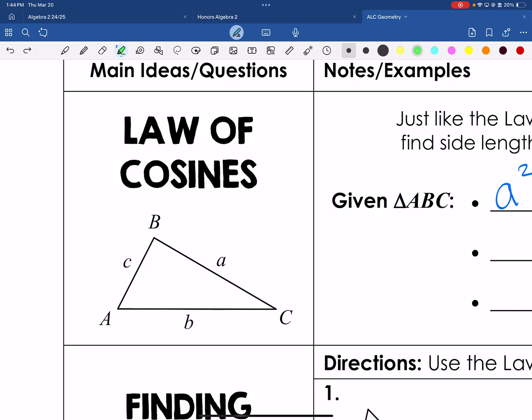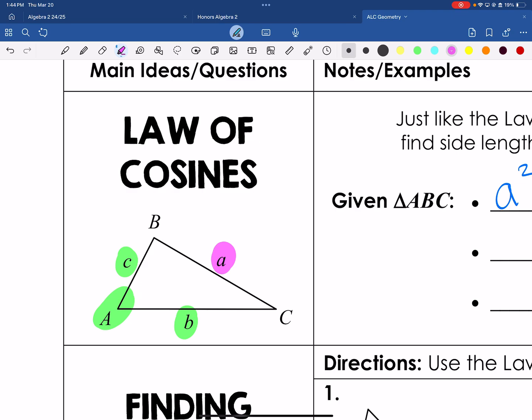And what specifically we're going to look at is, okay, what if I'm given B and C along with the measure of angle A, and we're asked to find the length of side A. So we're not going to be given the length of a side and an opposite angle. We're just going to be given a side, an angle, and a side. And that's when we're going to use the law of cosines, and we're going to use the formula for the law of cosines.